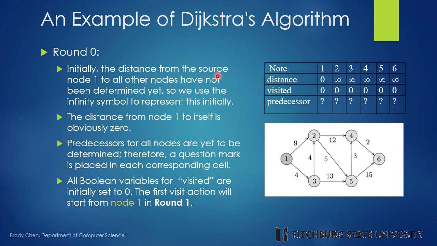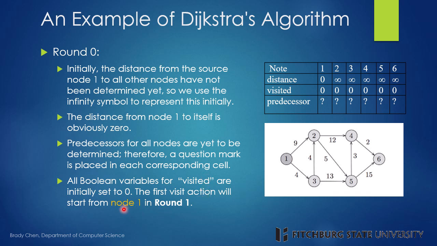Initially, the distance from the source is set to infinity, and the distance from the node to itself is 0. Predecessors for all nodes are not yet determined. The process is determining all the distances and all the predecessors, and then we're done. All the Boolean visited variables are initially set to 0. Now remember: visit, then update, and then choose. So on each page, I will have these 3 tasks. Very simple tasks, but repeating. So each page is 1 step.